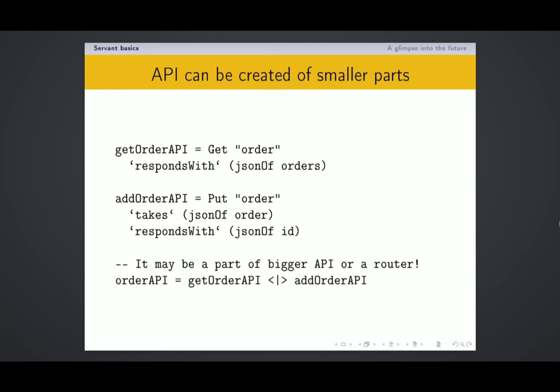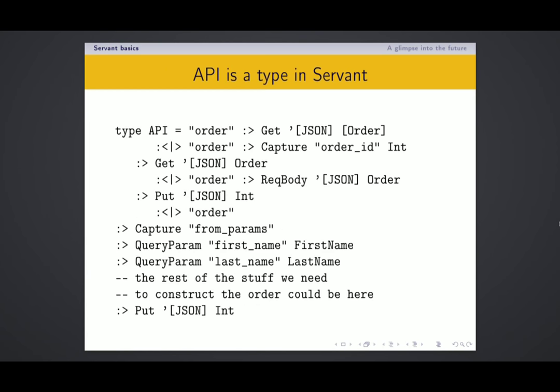We can compose an API of smaller parts. We can describe, for example, products and shopping cart if we make an e-commerce app. There can be two descriptions, and we can stick them together in a bigger API. We can do this kind of decomposing and composing in Servant. And there is just one twist.